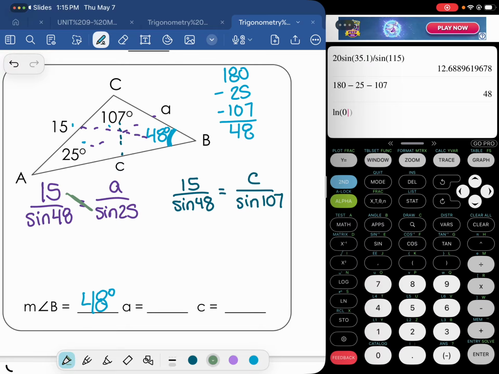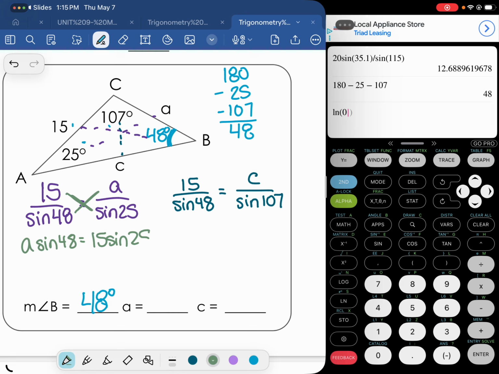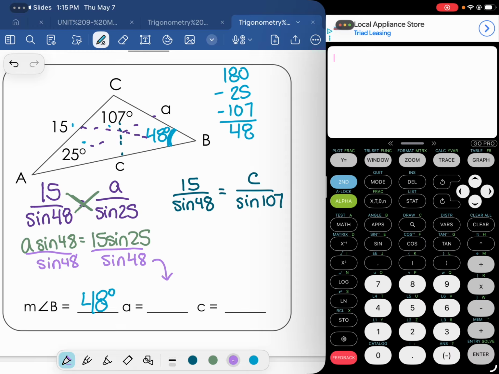I'm going to multiply these 2 and multiply these 2. Now that's going to be a times the sine of 48 equals 15 times the sine of 25. Since I'm not looking for an angle, I'm not going to have to use an inverse trig function. I'm just going to divide this and be done. You only have to use inverse trig if you're looking for an angle. So it's actually pretty easy to tell if you need one before you get started. 15 sine 25 divided by sine 48 is 8.53.